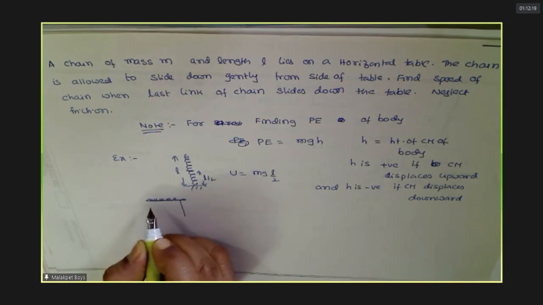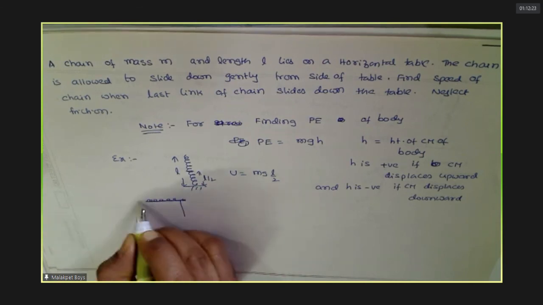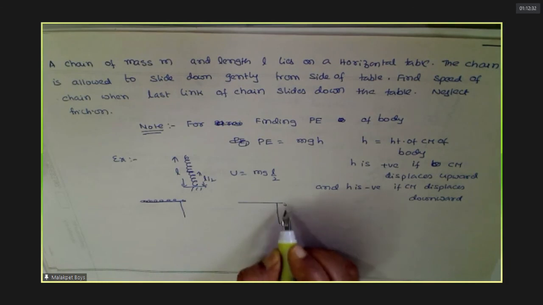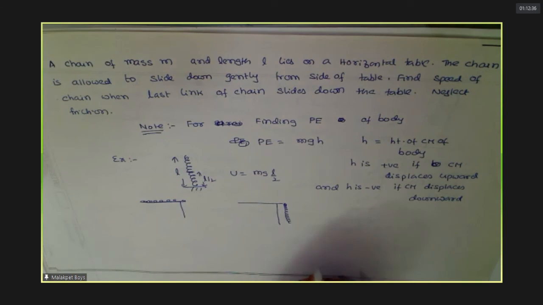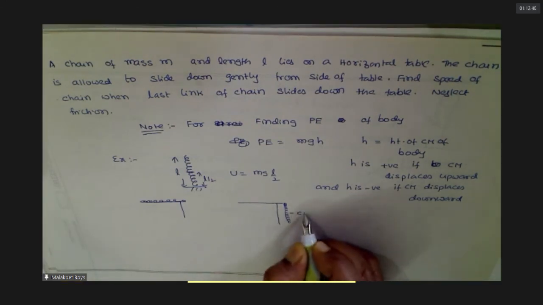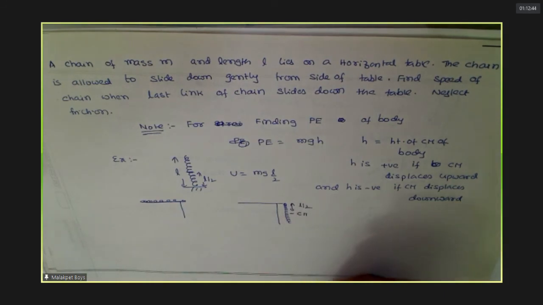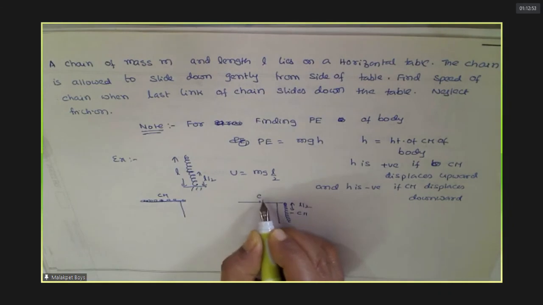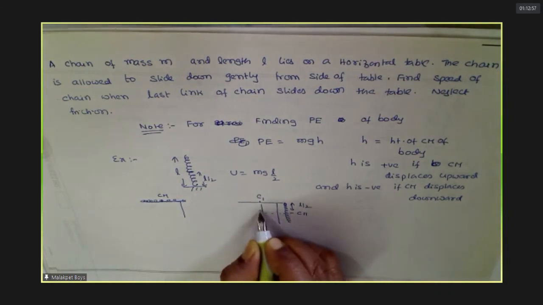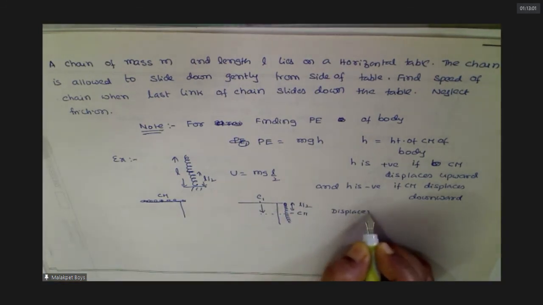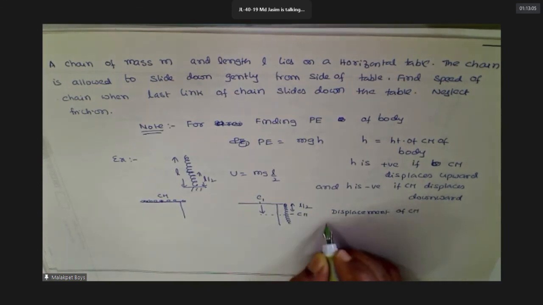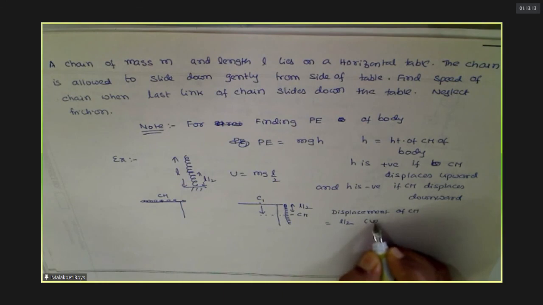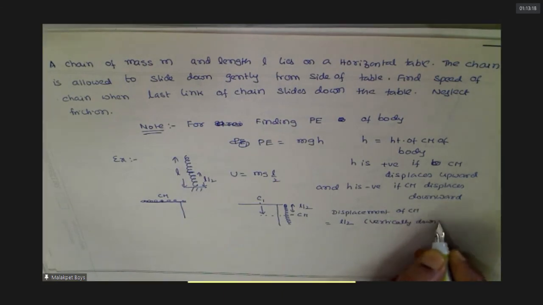lying on the table. The last link comes, it falls like this. Clear? Now you can see that this is the center of mass now. Association of mass L by 2. Now center of mass used to be on the table initially. Now it has come over here. From this position, it has come to this position. That means it is displaced by how much? L by 2. Displaced L by 2 downward and L by 2 sideward. L by 2 only, no? Yes, sir, L by 2 downward. Do you agree?